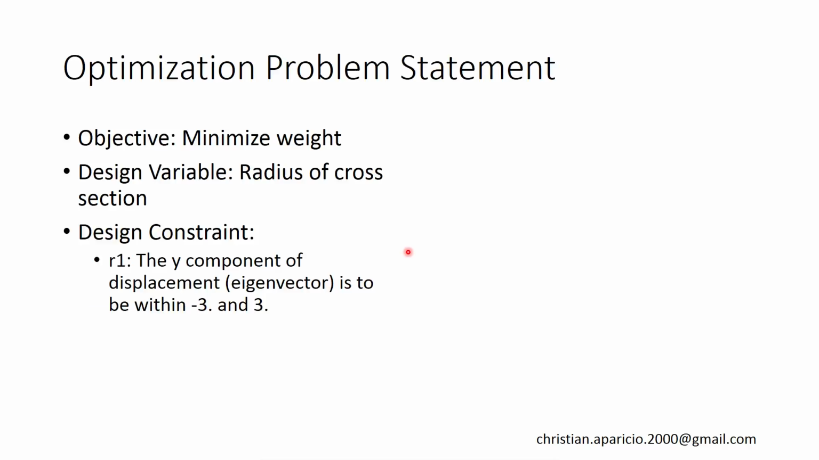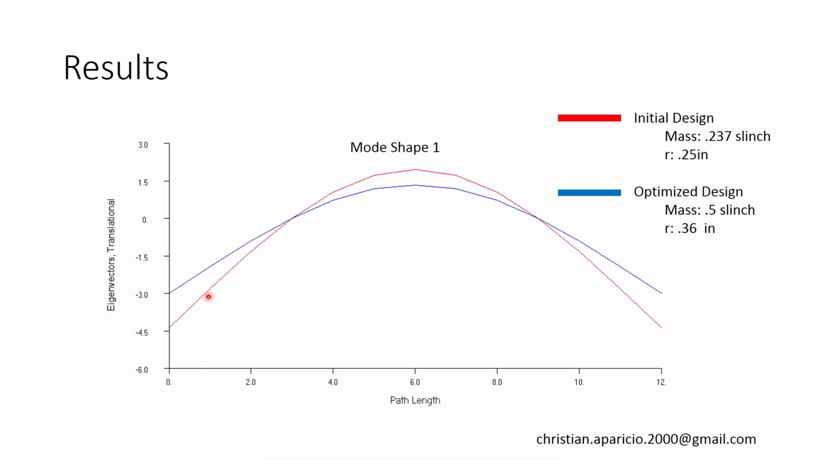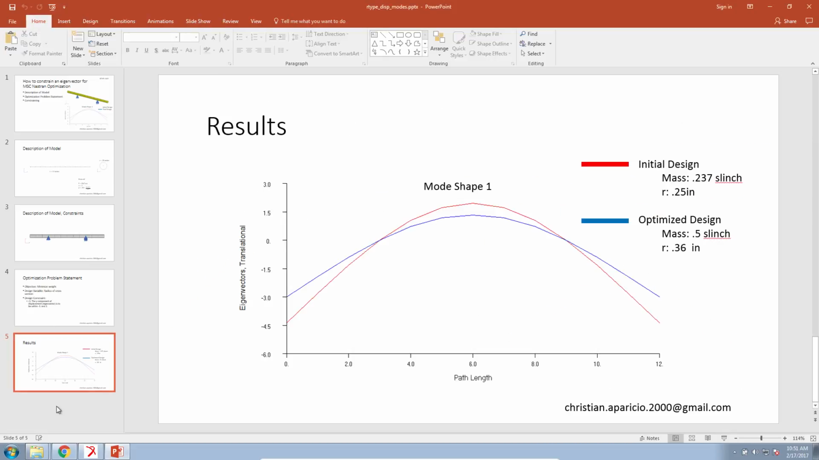Our optimization problem statement is as follows. Our objective is to minimize the weight of this rod. The radius of the cross section will be allowed to vary. We're going to impose a relative displacement constraint on the eigenvector that says it is not to go beyond -3 or 3. Now let's go ahead and do this right now.